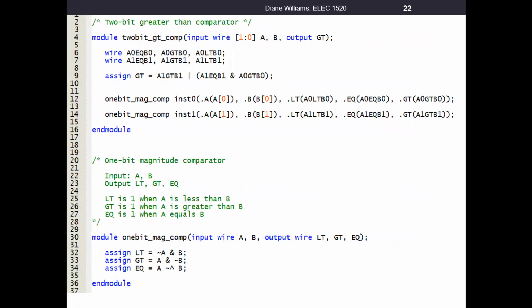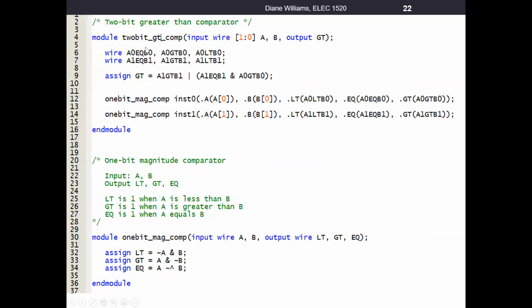So let's take a look at how we would then create this 2-bit greater than comparator. So what I did is I brought in the 1-bit magnitude comparator that we saw in an earlier slide. Right? So here's our 1-bit magnitude comparator that produces our 3 outputs, less than, greater than, equal.